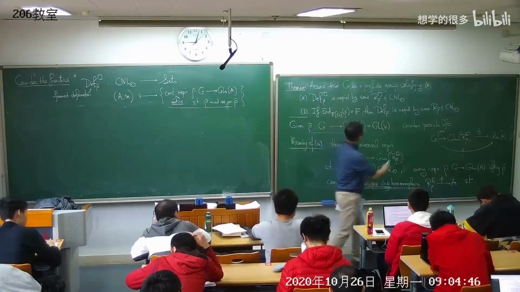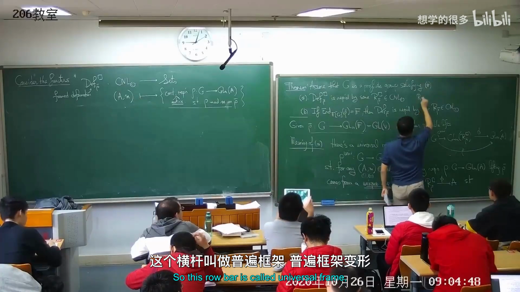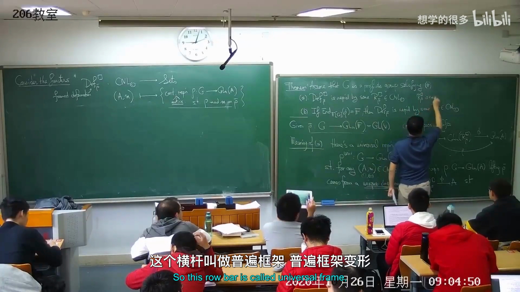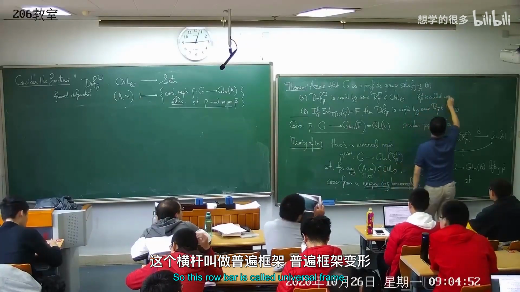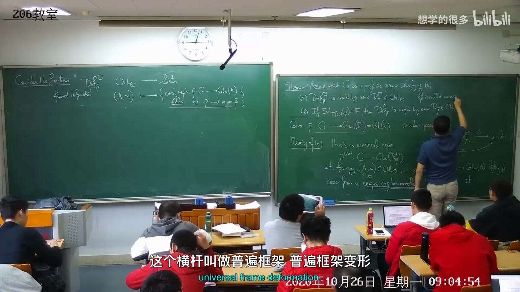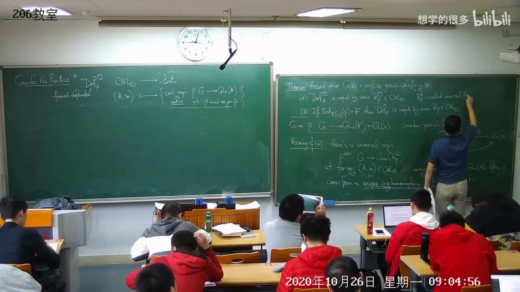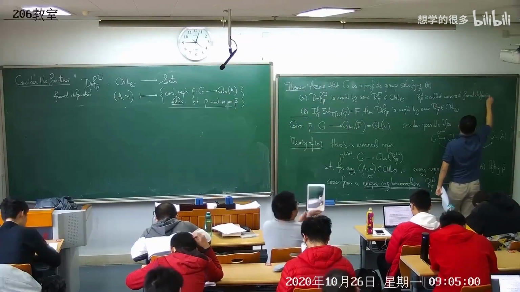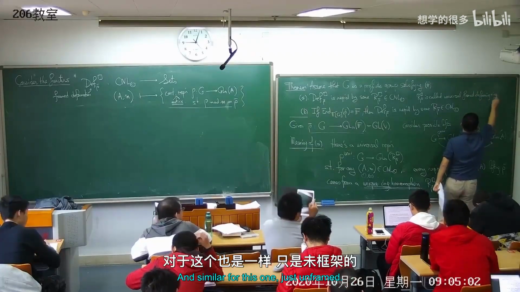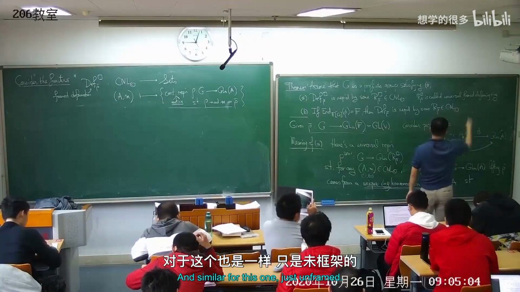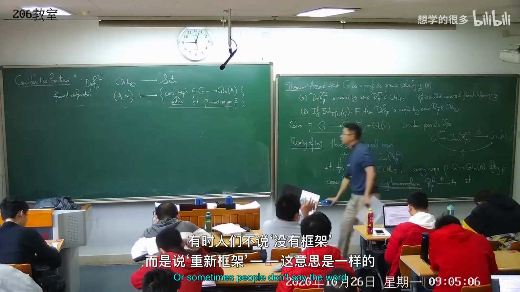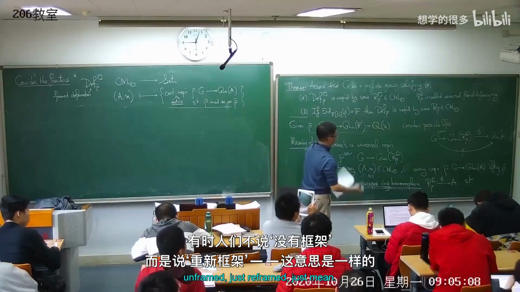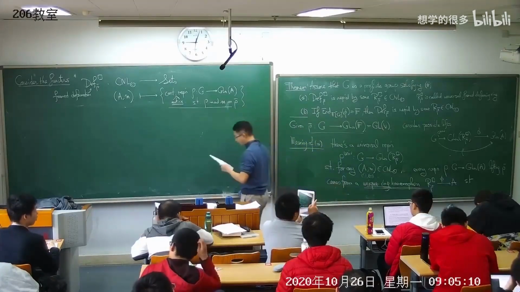So a couple of names. This R rho bar is called the universal framed deformation ring. And similarly for this one, just unframed. Or sometimes people don't say the word unframed, it just means framed.